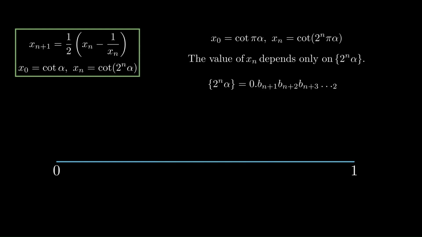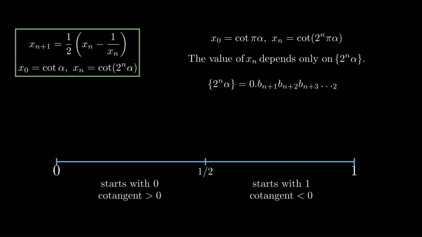We can also use these binary expansions to say more about these sequences. So if the first digit after the decimal point is a 0, then our number is between 0 and a half. And that means that the cotangent is positive there. If the first digit after the decimal point is a 1, then the number is between a half and 1, and so the cotangent's negative. So to figure out the sign of xn, we just have to look at whether bn plus 1 is a 0 or a 1. So we get this correspondence between the zeros and ones and the pluses and minuses.